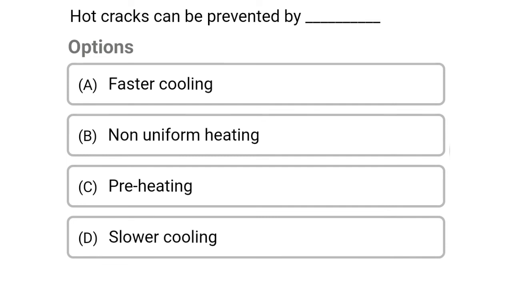So next question, hard cracks can be prevented by option A faster cooling, option B non-uniform heating, option C preheating, option D slower cooling. So the correct answer is option D slower cooling.